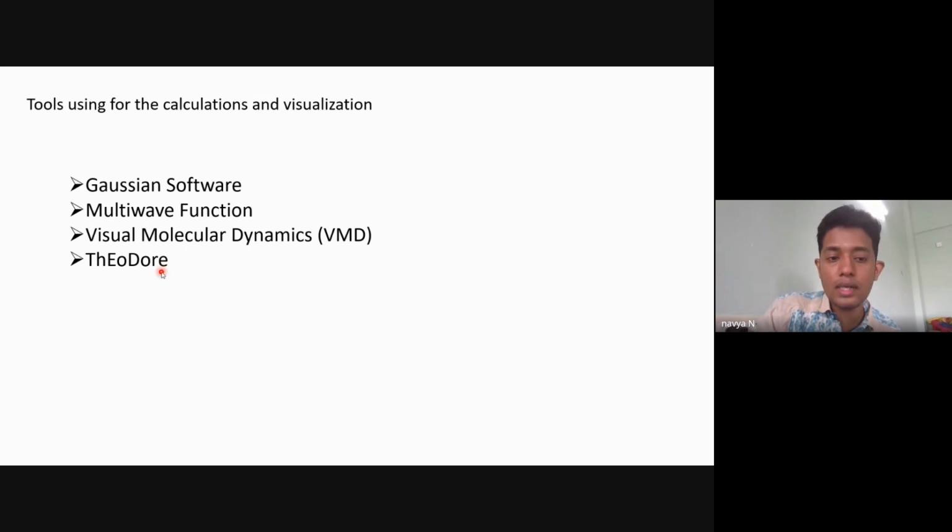And TheoDORE is also a kind of calculation tool we can use to find where the hole is localized and where the electron is localized. So this kind of calculation we can do using TheoDORE.